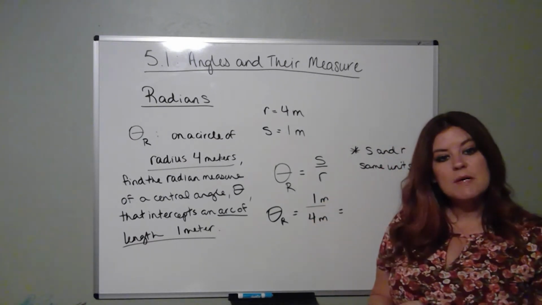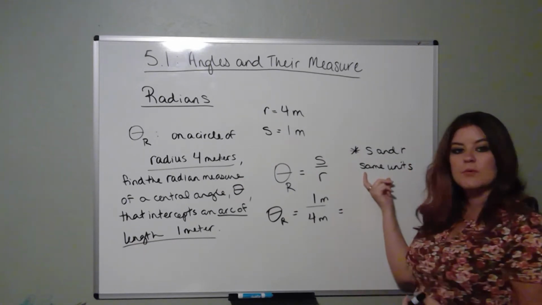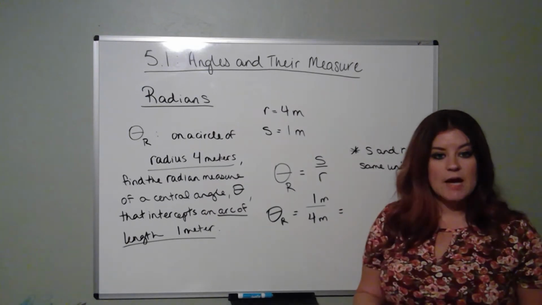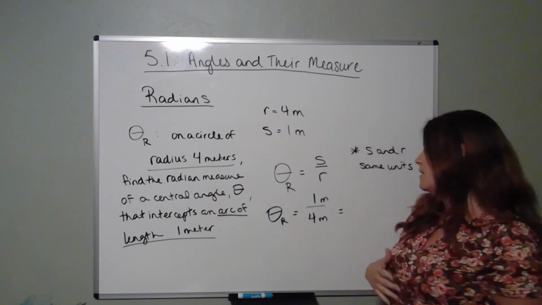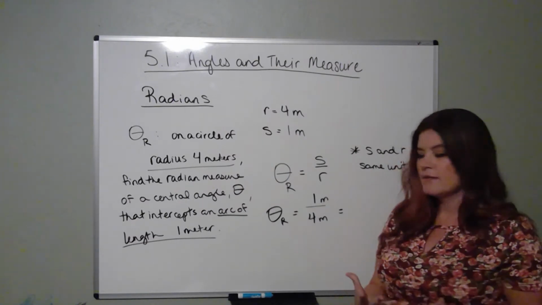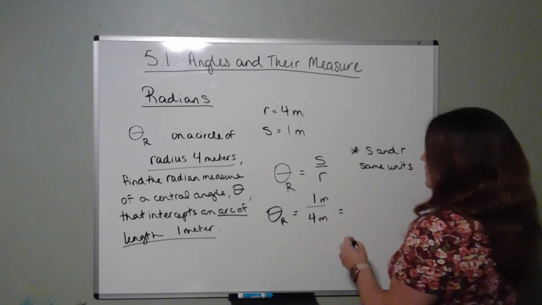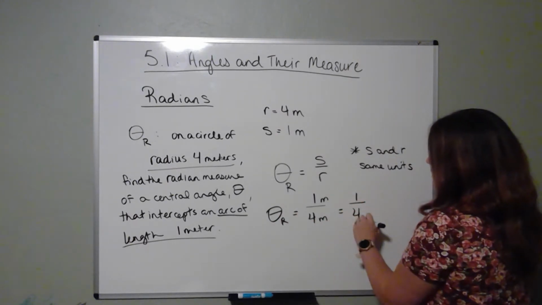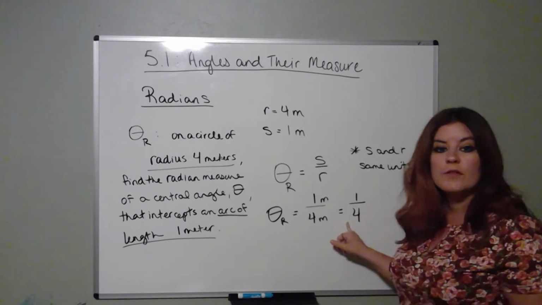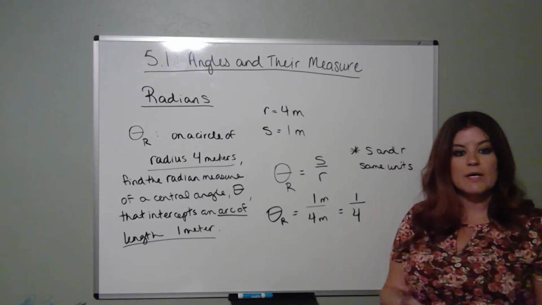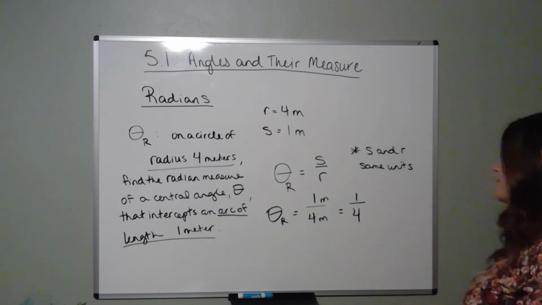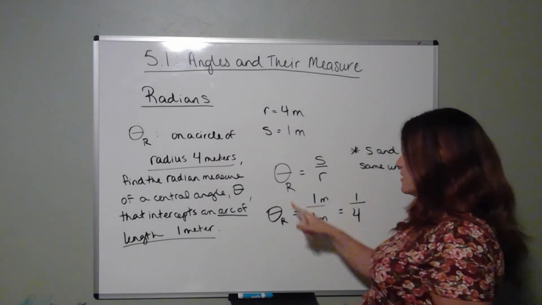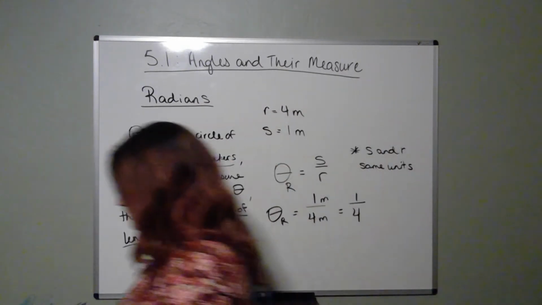Radians is a unitless measure, so one reason why it's important to have these in the same units is so when you do the division, the units do cancel out and you just get a number. So it's not going to say meters anymore. It's just going to be a number. So theta in radians is just going to be 1/4. So 1/4 of a radian is the radian measure of this angle. It's pretty easy, you guys. This is an easy formula. We are going to use it quite a bit in this lecture.